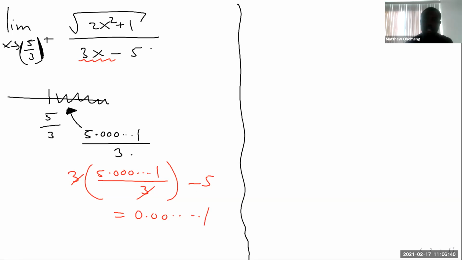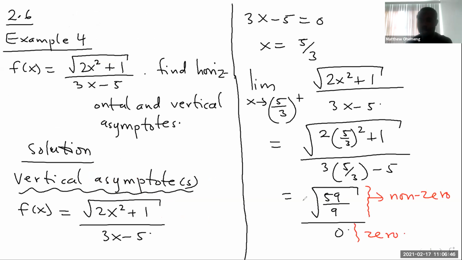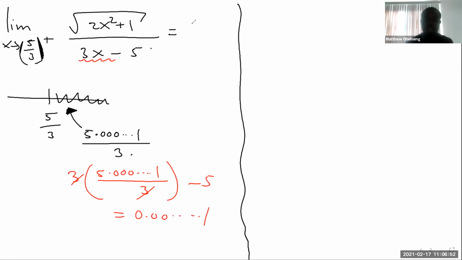With that idea, you can see that this is a positive number up here. Remember that we got the square root of 59/9, but it's a positive square root. So this is a positive number, and you have a positive number up here divided by 0.00001.